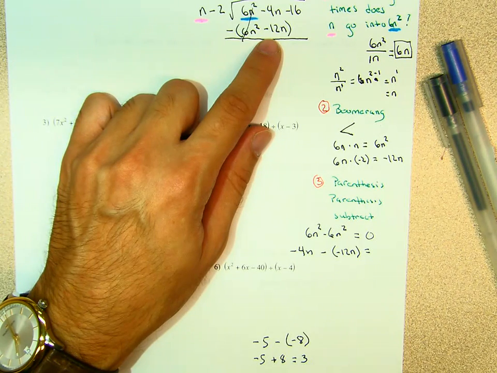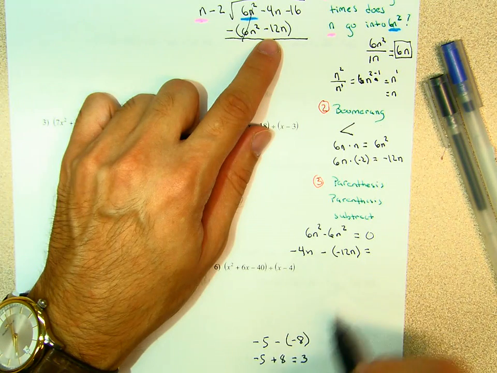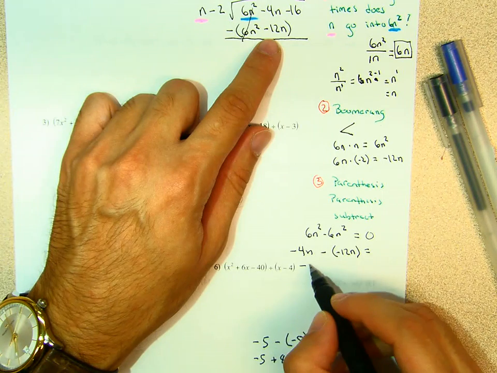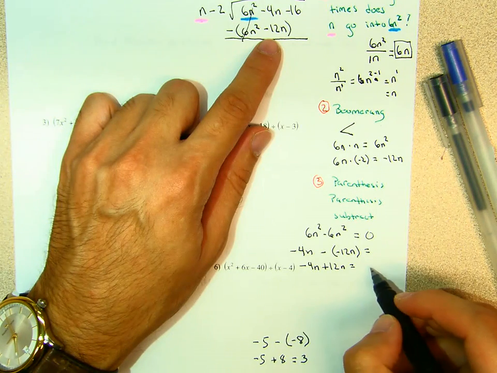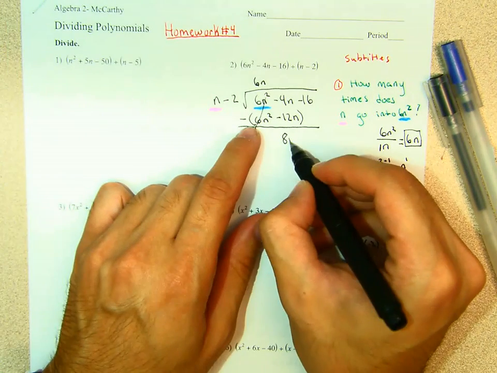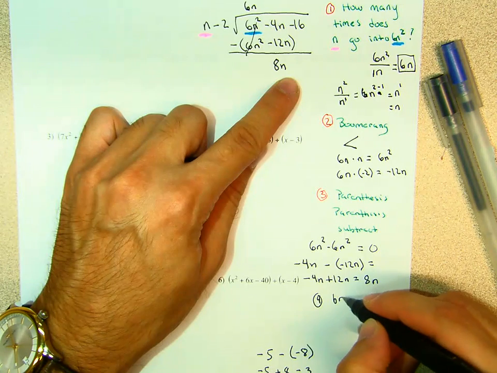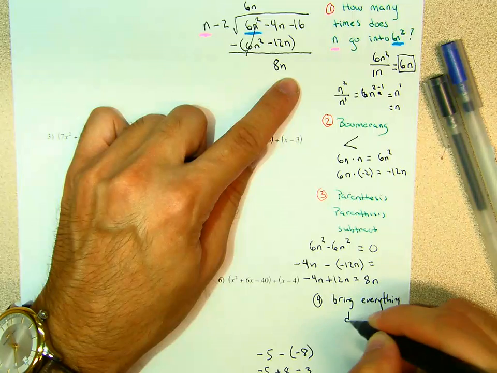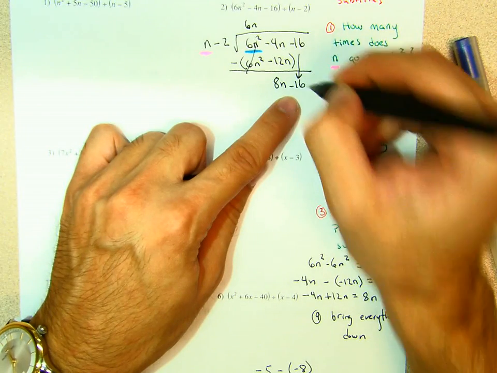It's 3. You have to get good with it, it's the same idea with addition and subtraction. Here, we just have a variable. So here, it's negative 4n plus 12n, and that's equal to 8n. So we're going to put that 8n here. And then what do we do? Step 4, bring everything down. So you're going to bring this down, negative 16.